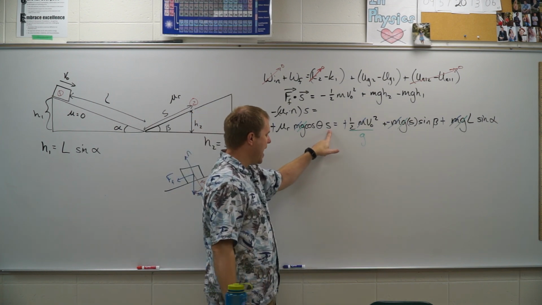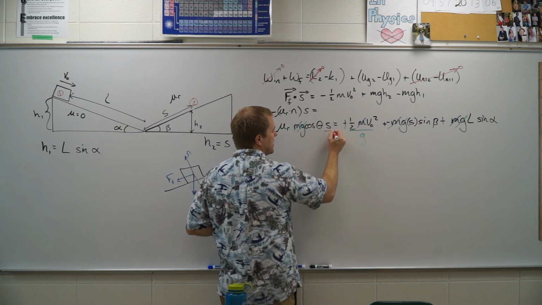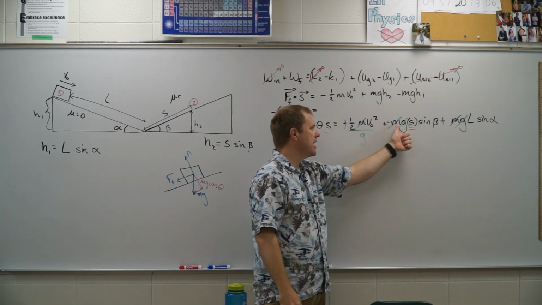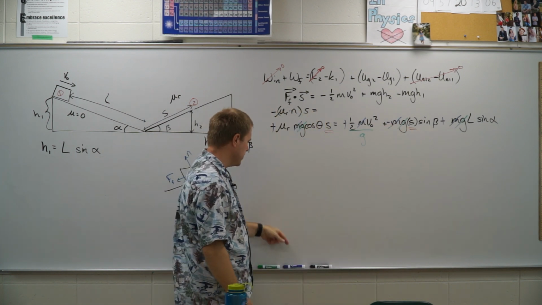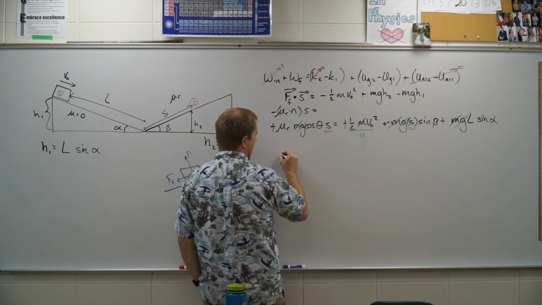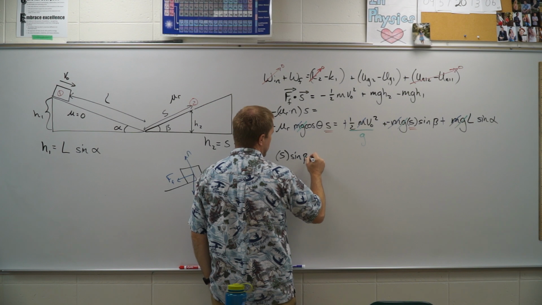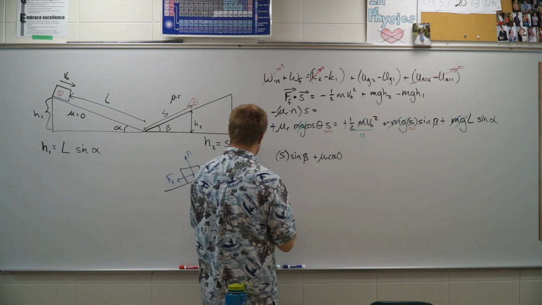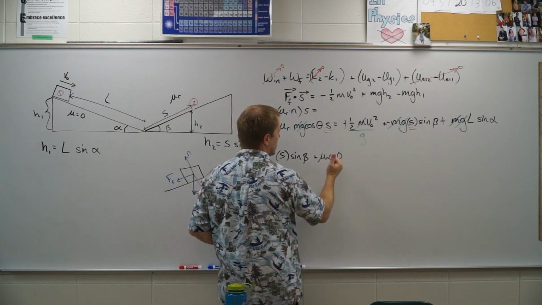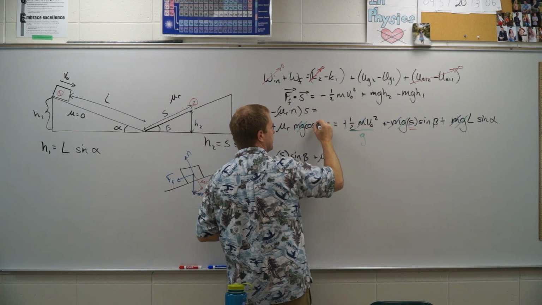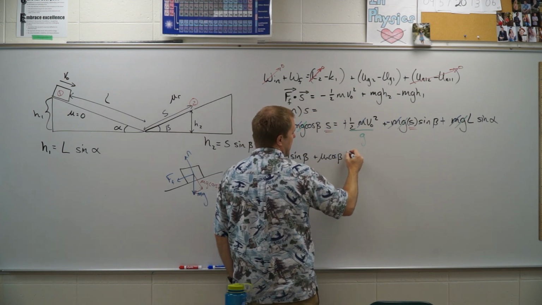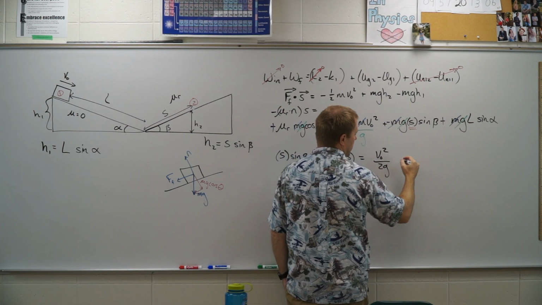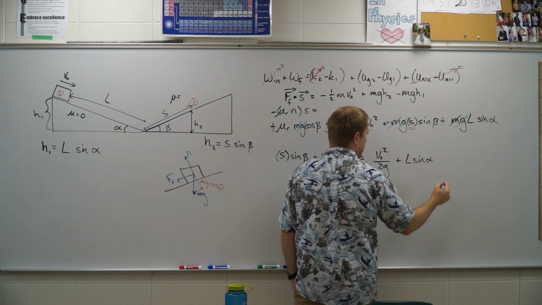I want to get all of my S's on the same side. I have an S here and an S here, so I need those two terms on the same side. So I'm going to go ahead and take this negative S sine beta and move it over to this side. Now I have S times the sine of beta plus mu sub r cosine, oh, it's not theta though, it's beta over here. Oops. Beta times S equals, and here I have v naught squared over 2g plus L sine alpha.